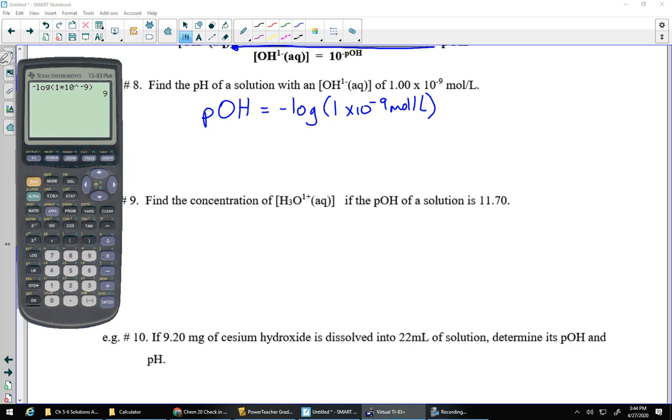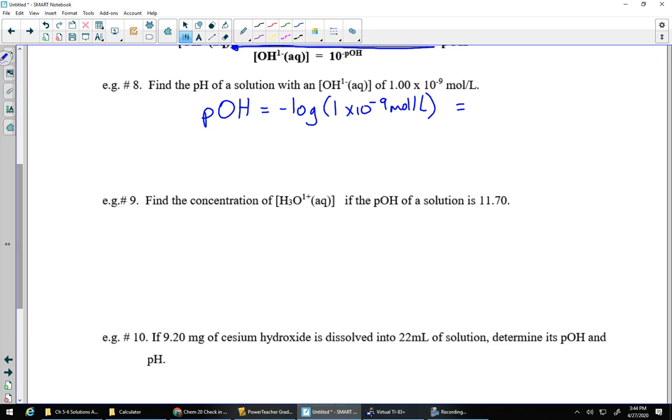Nice, and that works out very easily to be equal to a pOH of 9. Now I know that pH plus pOH is equal to 14, so if I'm looking for the pH, that's just 14 minus the pOH, which is 14 minus 9, that's 5. I can do that math. So my pH is equal to 5. Cool. Nice. Let's check out number 9.